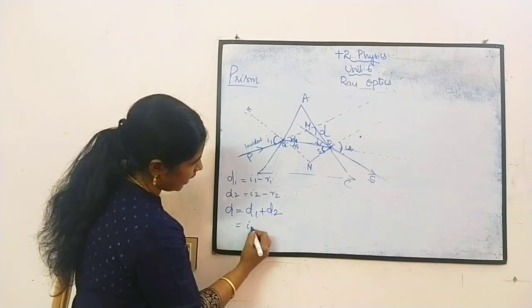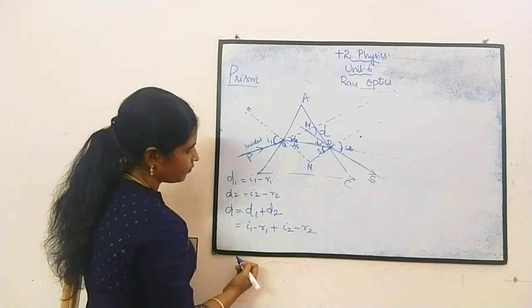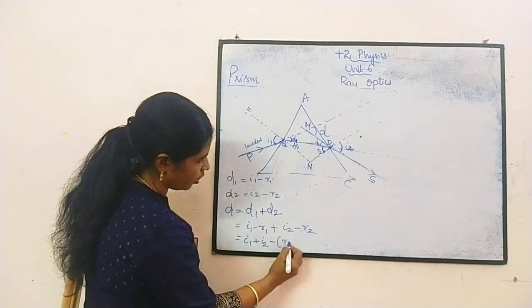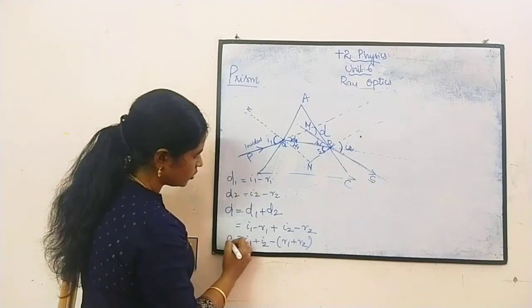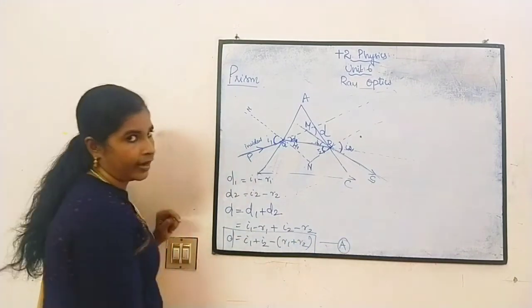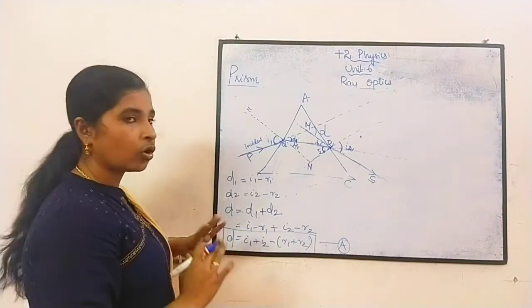So write it as I1 minus R1 plus I2 minus R2. Okay. So we can write it as I1 plus I2 minus of R1 plus R2. Okay. So this is the total deviation. Let us take it as equation A. Okay. Then hope you could understand about the total deviation.